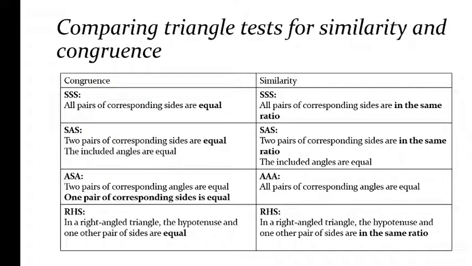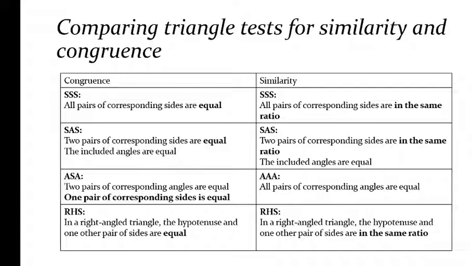Okay. So for congruence, I'm looking at side, side, side. All pairs of corresponding sides are equal. For similarity, it's the same, but in the same ratio. For side, angle, side, in congruence, I'm looking for 2 pairs of corresponding sides being equal, whereas for similarity, it's again in the same ratio. But in both of them, the included angle has to be equal. So these are very similar so far.